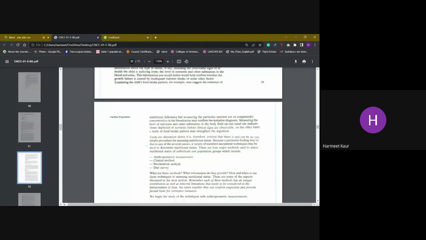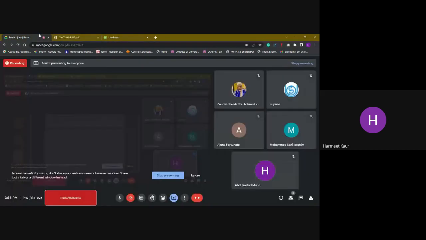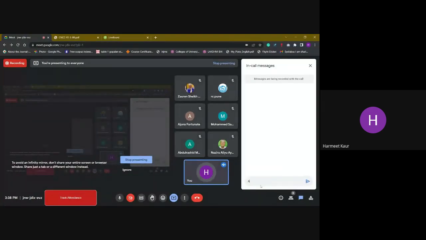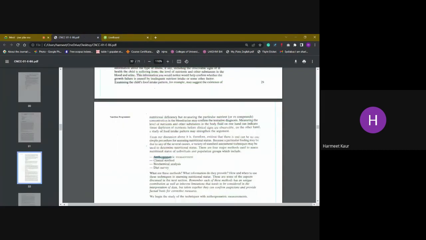The four methods to assess nutritional status are, remember by the name, A, B, C, and D. How A, B, C, D? Because of the initials. A stands for anthropometry, B stands for biochemical, C stands for clinical, and D stands for diet. And this is an important question from your examination point of view also.